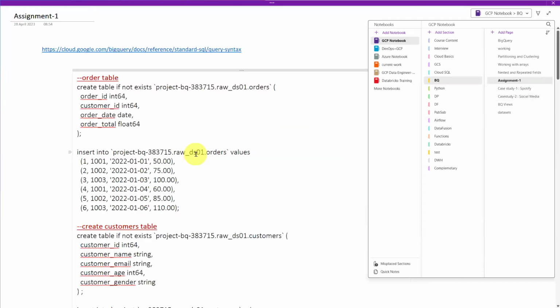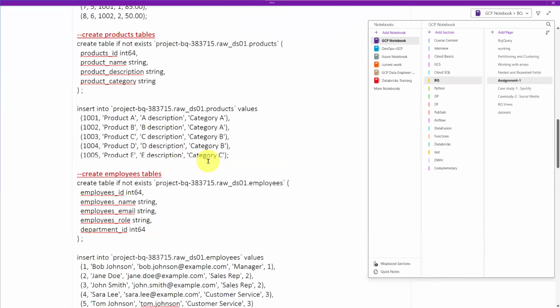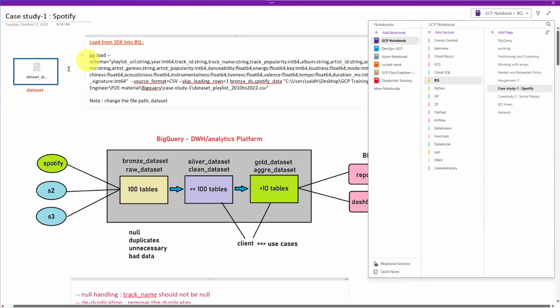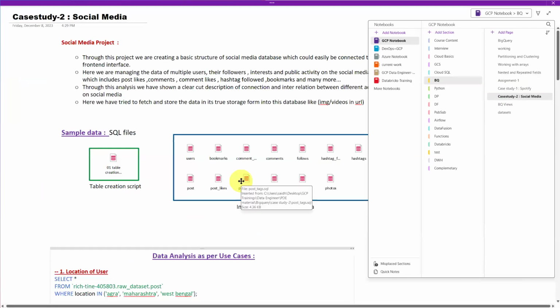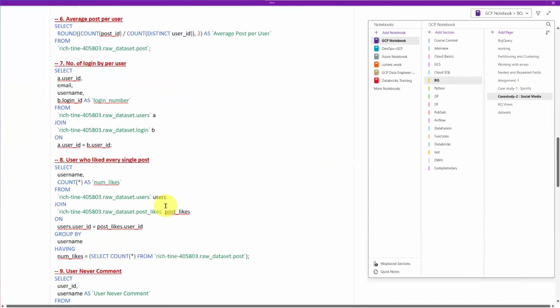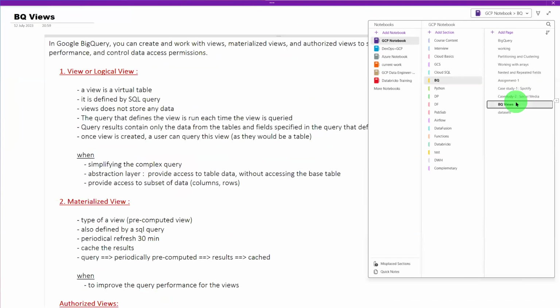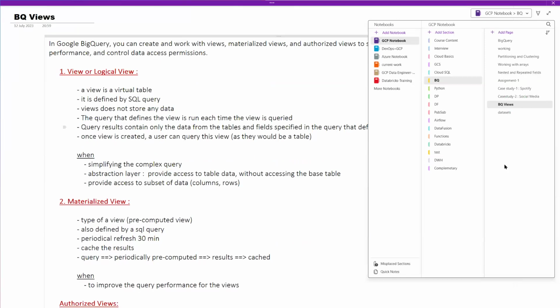Assignment 1 for you. All the tables and questions and the answers also you have here. Case study 1, Spotify case study, and medallion architecture, we are going to see in this particular case study. Case study 2 is for your assignment, a social media case study, all the questions and answers are available already. BigQuery views. We have BQ views also. What is a view, logical view, materialized view, authorized view? That's where we are going to end BigQuery.